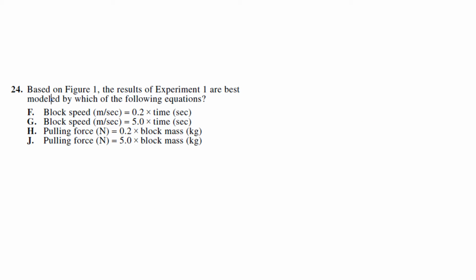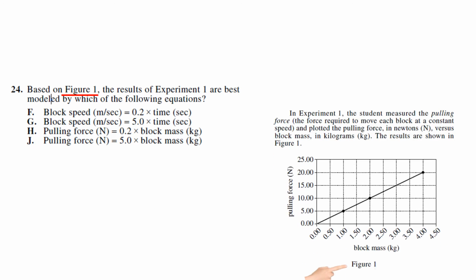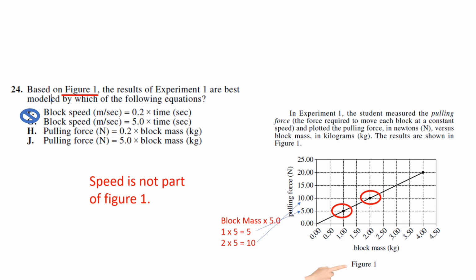Based on figure 1, the results of experiment 1. So now we're in figure 1. We've been in figure 2, so make sure you're looking at the correct place. Put your finger on it. The results of experiment 1 are best modeled by which of the following equations? If you're looking in the right place, speed is not a part of figure 1. It's pulling force and block mass. So we can get rid of F and G. But pulling force is. So if we look at these data points, if we choose choice H, 0.2 times 1 would be 0.2. But 5 times 1 would be 5. And 2 times 5 would be 10. So J has to be your correct answer, just following the equation that is presented to you.